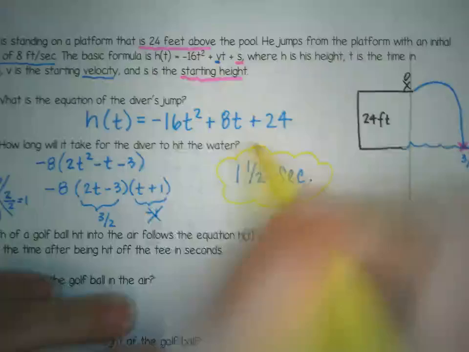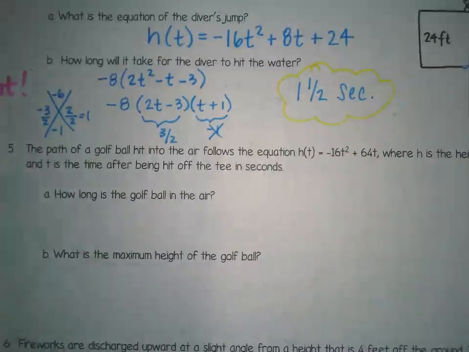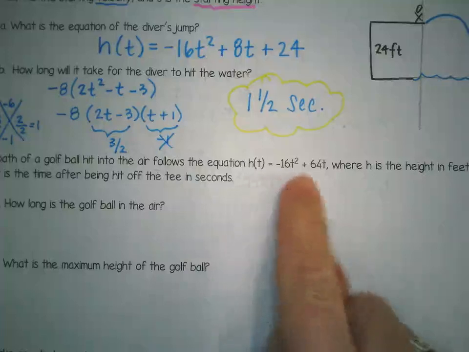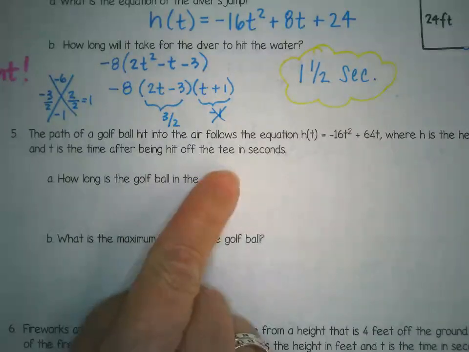All right. Not bad. All right, next up, path of a golf ball hit into the air follows this equation. H is the height in feet, and T is the time after being hit off the tee in seconds.